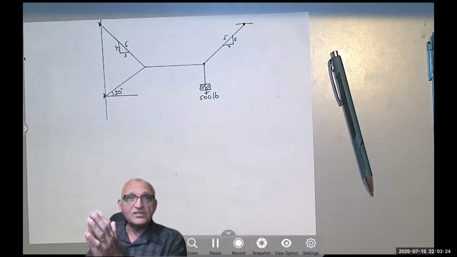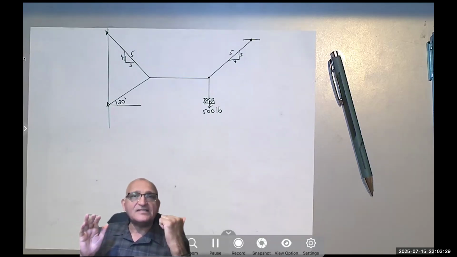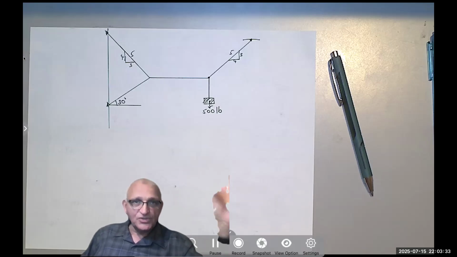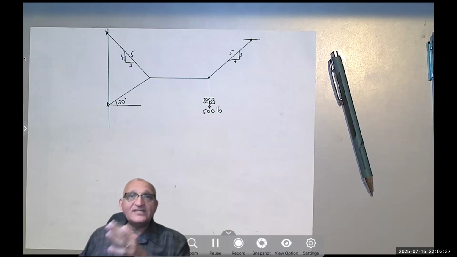Okay, the pound in customary units is a weight, but the kilogram is a mass. That's why the kilogram, we had to multiply it by 9.8, which is the Earth acceleration, g, to make it a weight or a force.